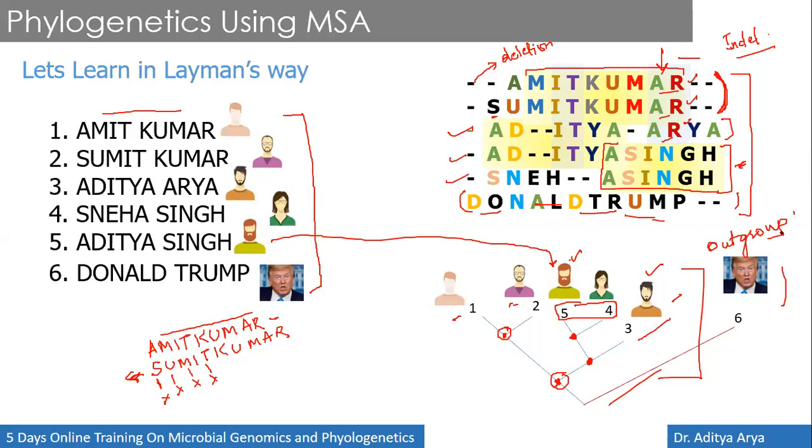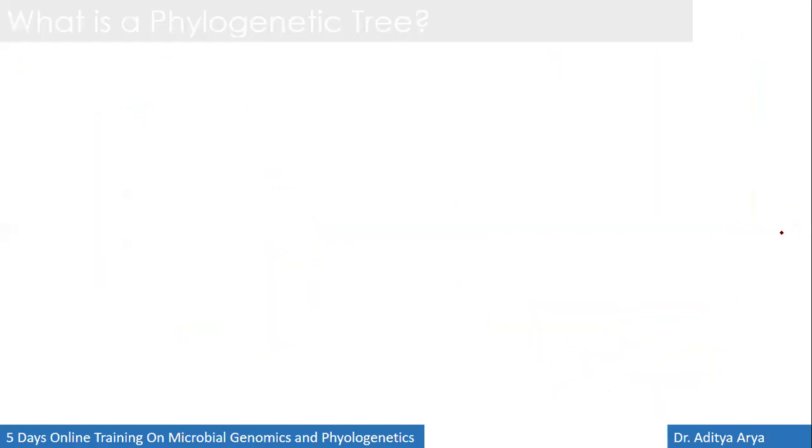But right now we are talking about DNA-based analysis. So even if you have DNA-based analysis, you are going to have some similarity. And based on that similarity, you will be able to draw trees. So this is the fundamental of multiple sequence alignment and how that multiple sequence alignment is actually connected to phylogenetic analysis. Now let's move ahead.